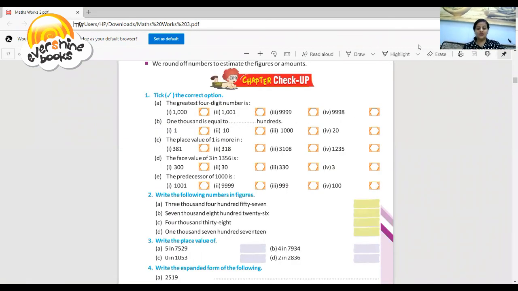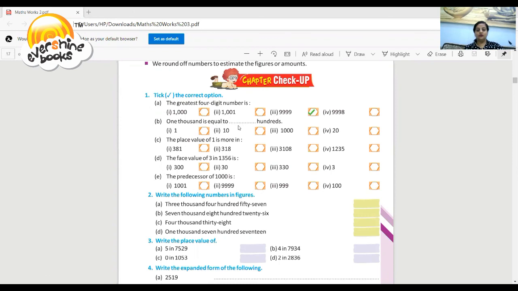Now students, we are going to do a quick chapter check of what we have learned in our chapters. We are going to check it. Now what is it? Tick the correct option. The greatest four-digit number is... Greatest means we have to tick the greatest number. That is 9999, the greatest number of four digits.